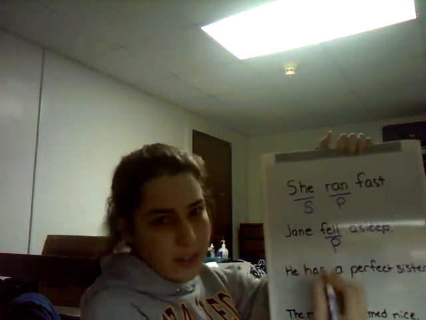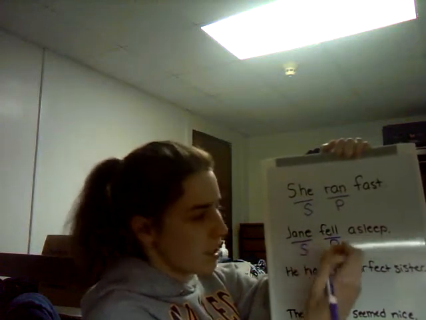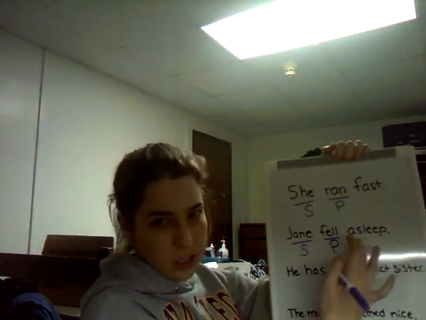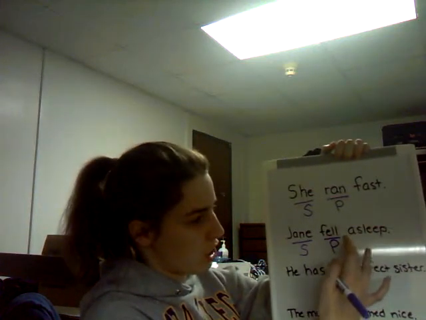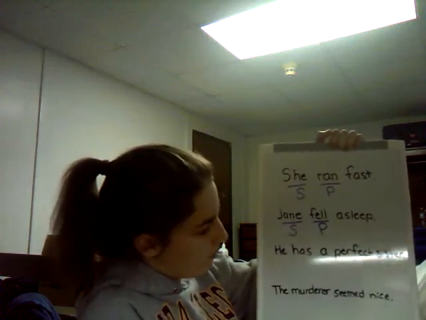So that's the predicate, and then who did the falling? It's going to be Jane. It doesn't really make sense without the asleep, but only this part is actually a verb. That just kind of modifies it and changes its meaning. Jane fell would mean something else. So you got your subject, you got your predicate.